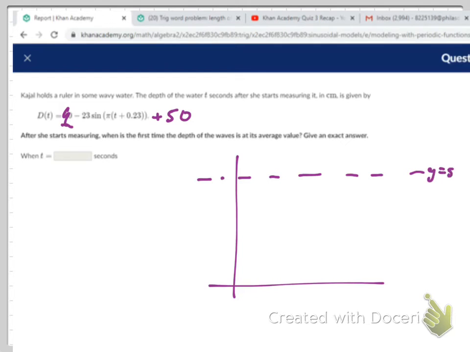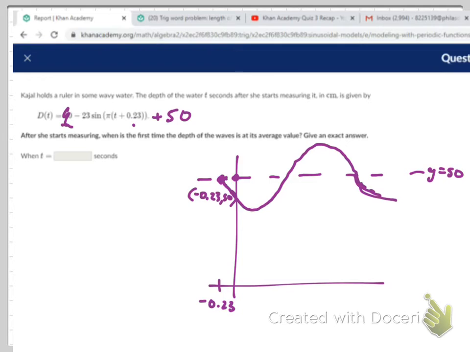Y equals 50 specifically. Sine usually starts at the midline or 0, but this one's been shifted up, so it's going to start at 50. But it's been shifted to the left, so at negative 0.23 on the x, that's when it's going to be at 50. And sine, well, this has a negative first, so sine is going to go this way, and then this way, and then it'll keep repeating like this.